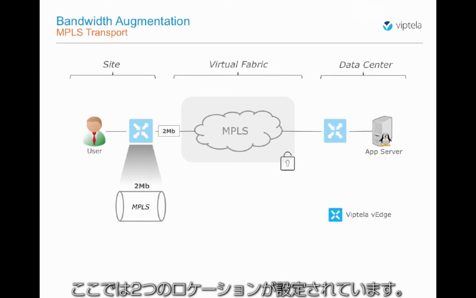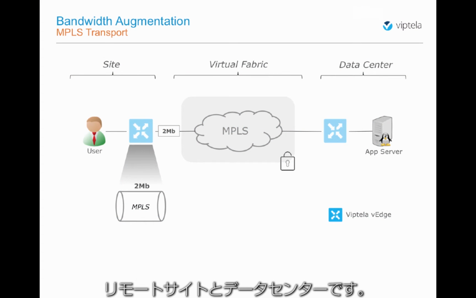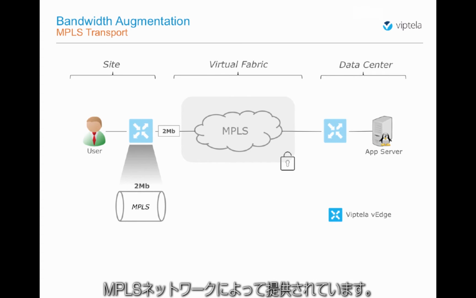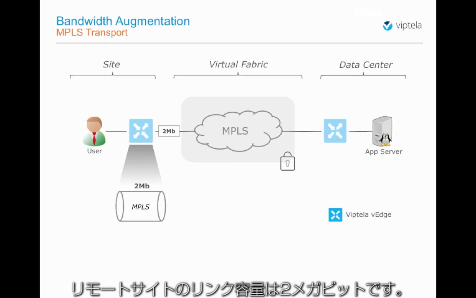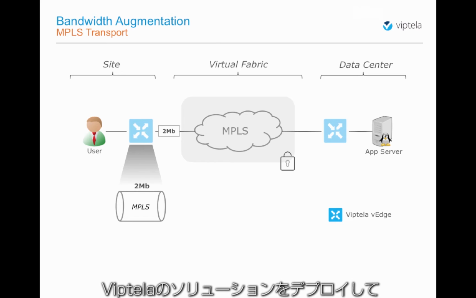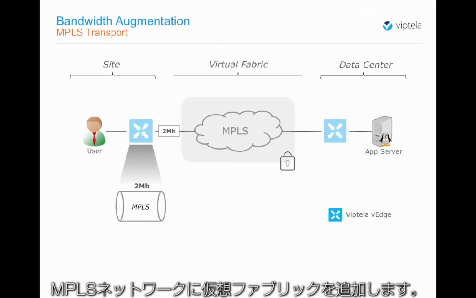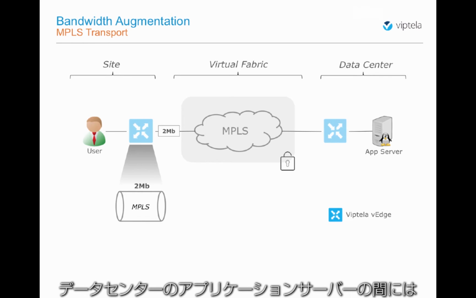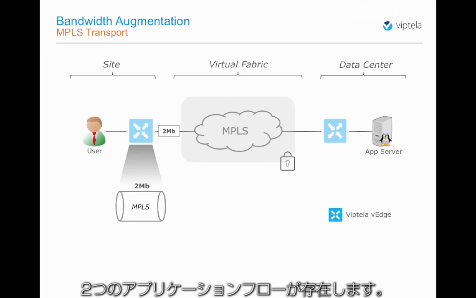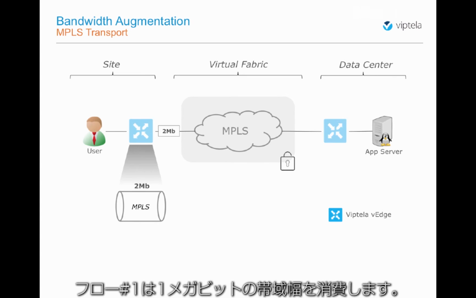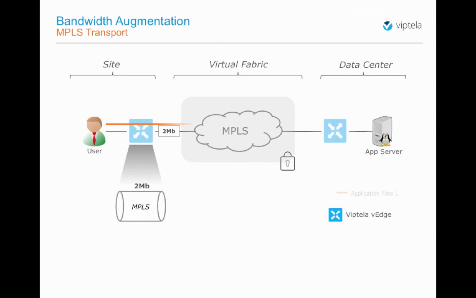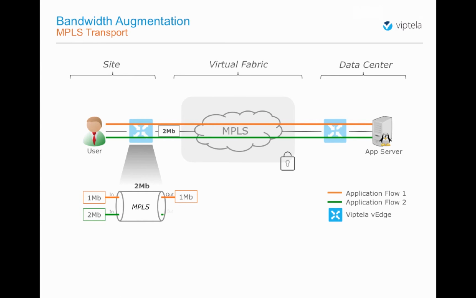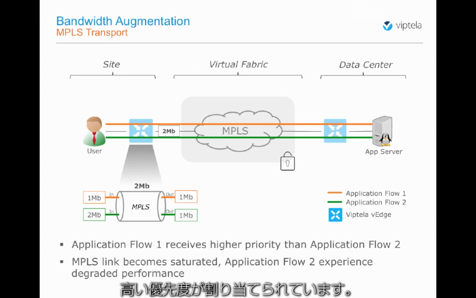In our initial setup, we have two locations, a remote site and a data center with an MPLS network providing the connectivity between the two. Remote site has a 2 megabit link and Viptela solution is deployed to provide a virtual fabric on top of the MPLS network. There are two application flows between the user at the remote site and the application server residing in the data center. The first flow consumes 1 megabit of bandwidth. The second flow consumes 2 megabit of bandwidth. Flow 1 has a higher priority than Flow 2.